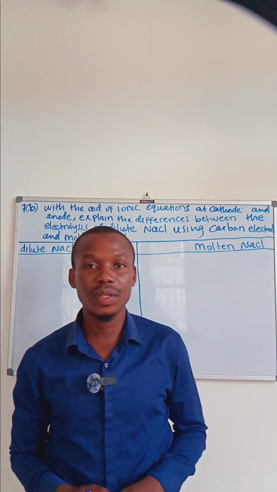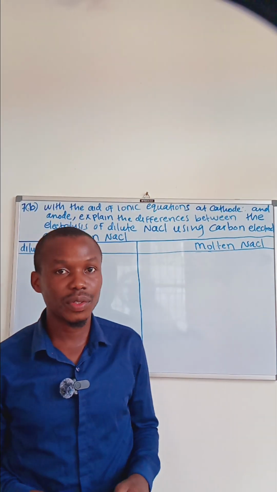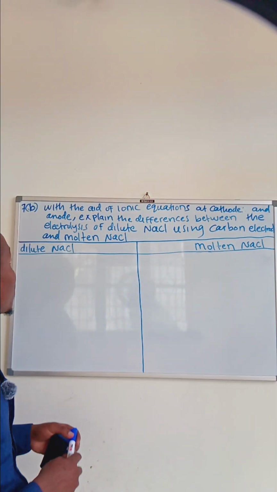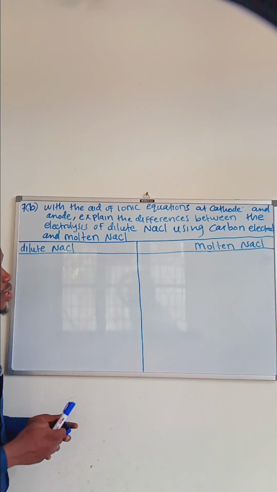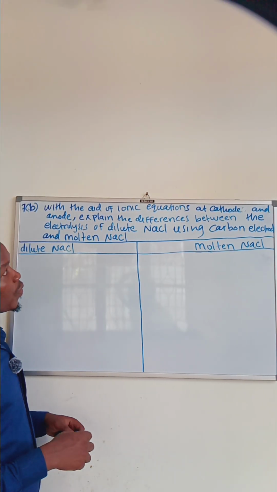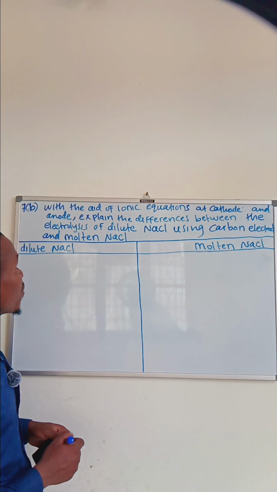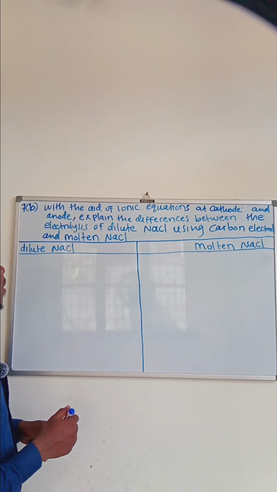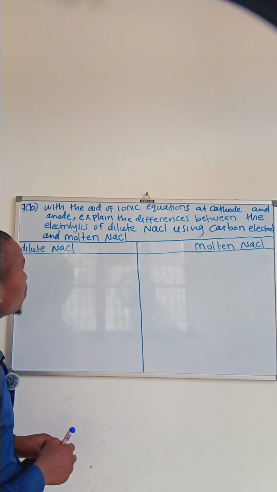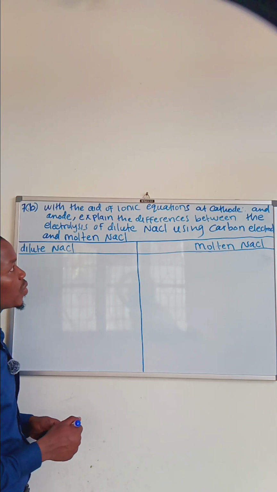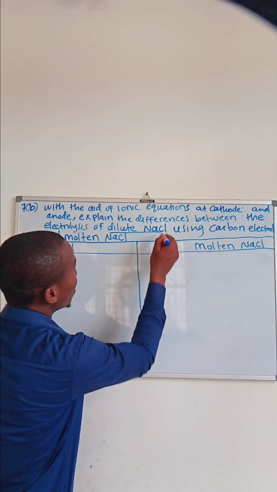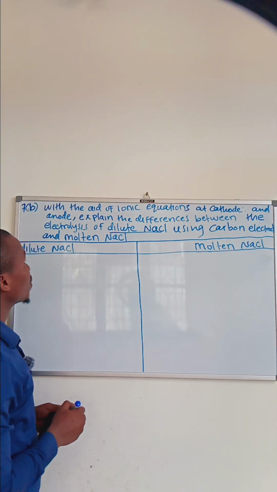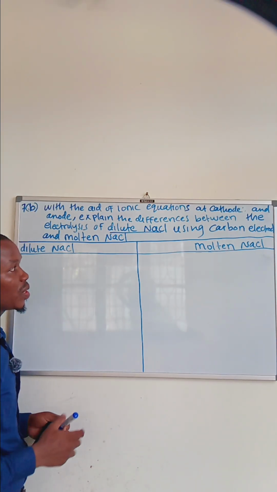NECTA 2023, question number 7B. Let's solve this question. With the aid of ionic equations at the cathode and at the anode, explain the differences between the electrolysis of dilute sodium chloride using carbon electrodes and molten sodium chloride.